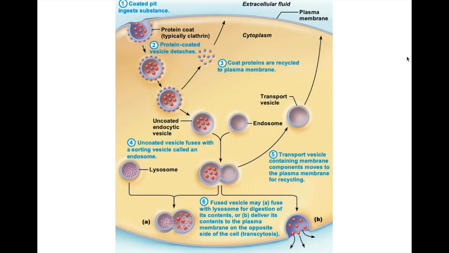So here's an example of what that looks like. You have a coated pit that's going to ingest a substance. They're typically substances that have to attach to receptors. Then you have the protein-coated vesicle that's going to detach from the cell membrane and be part of the cell itself. It is now inside of the cell. It can travel around the cell and go through the other side through transcytosis, or it can fuse with the lysosome and become digested if that's what happens there.